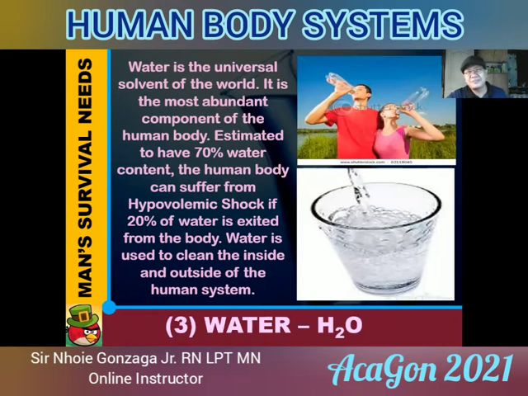Next, water. Water is the universal solvent of the world. What we're trying to say is universal liquid. It is the most abundant component of the human body. It is estimated to have 70% water content. So the human body can suffer from hypovolemic shock. Okay? Meaning shock because the water content of the body went below 70%. Okay? So if that 70% water will be subtracted with 20%, it is already enough for humans to die. That is hypovolemic shock. Water is used to clean the inside and the outside of the human system.